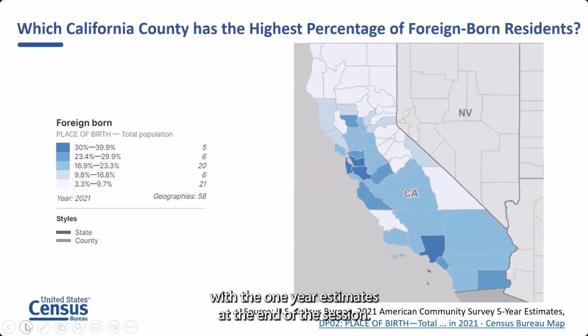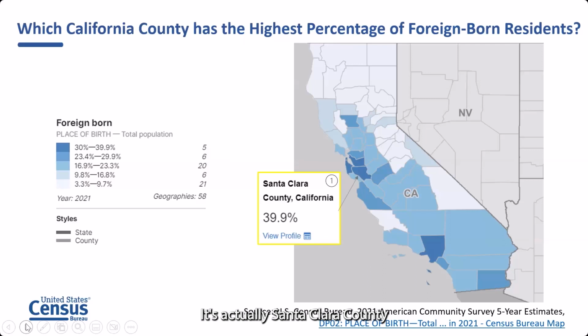At the end of the session, I'm going to provide you with more information and links to guidance on using data sets from the American Community Survey. And remember, data dissemination specialists like myself and my colleague Victoria are also here to assist you. All right, so which California county has the highest percentage of foreign-born residents?